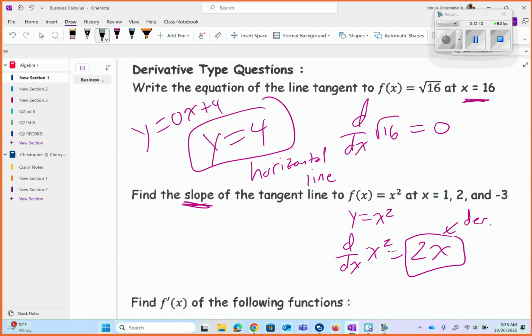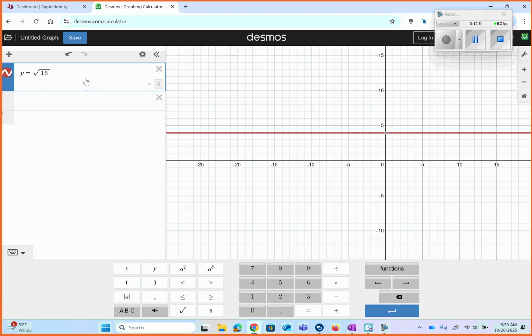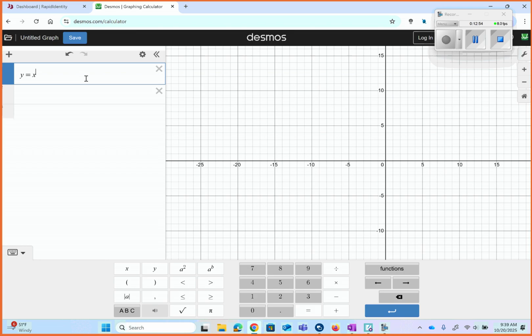So if I go and find the slope, I'm going to take 1, 2, and negative 3 and plug them in. At 1, the slope is 2. At 2, the slope is 4. And at negative 3, the slope is negative 6. These are the slopes. Again, they're called the instantaneous slope. That means that the slope exists as you go through the problem. So I think I could take this and let me just go on Desmos and graph it. I'm going to graph y equals x squared, which is a parabola, if you didn't know that.